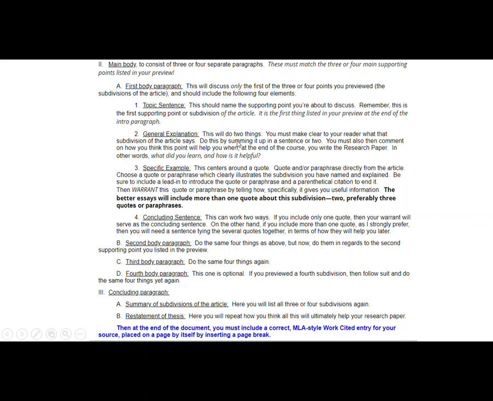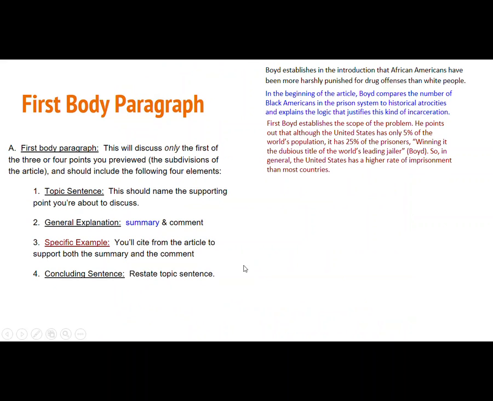Now, both your summary and your commentary are going to be supported by specific examples. And the specific examples will be paraphrases and quotations from the article. And then finally, your paragraph will end with a concluding sentence. And the concluding sentence will restate your topic sentence. I'm going to pause right here and start a new video.